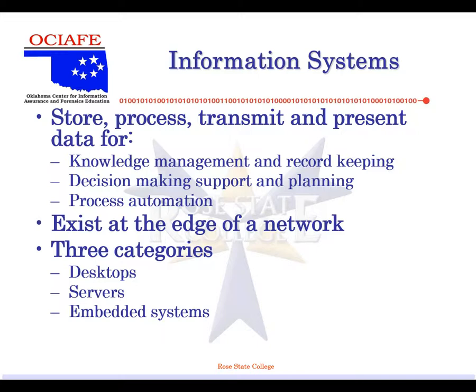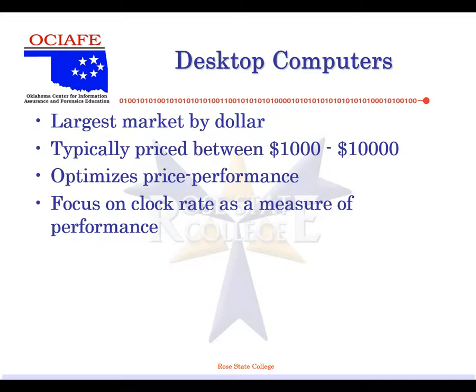Okay. Normally, information systems exist on what's called the edge of your network. Talking more about that here in a little bit. Normally, we have desktops, servers, embedded systems, all that kind of thing. A lot of this is older stuff. It is changing now. This doesn't mention things like tablets and smartphones, which are becoming a big deal now.